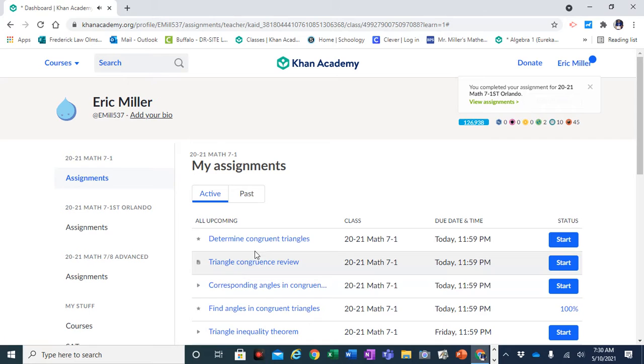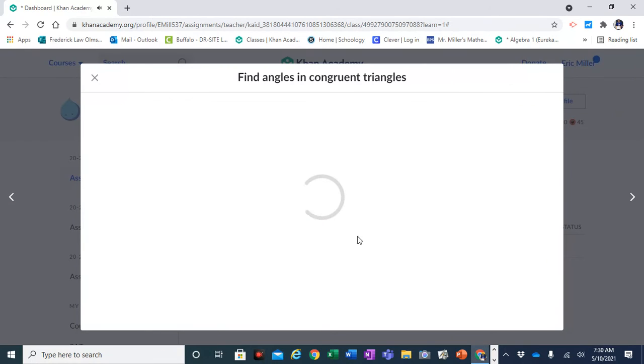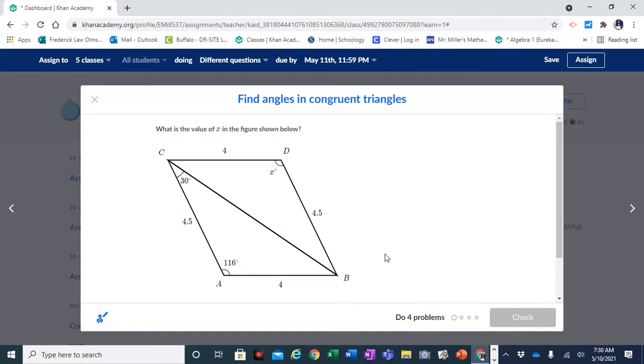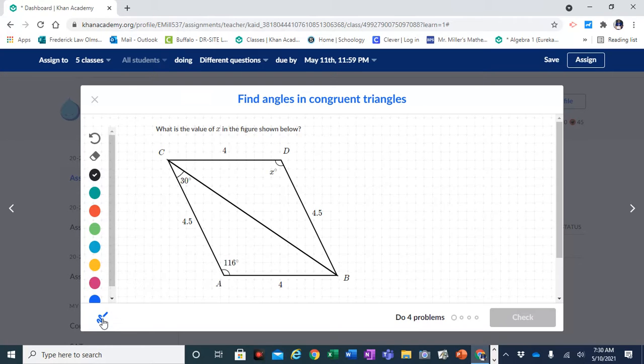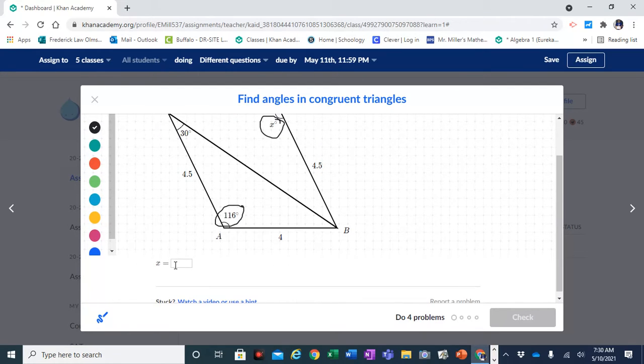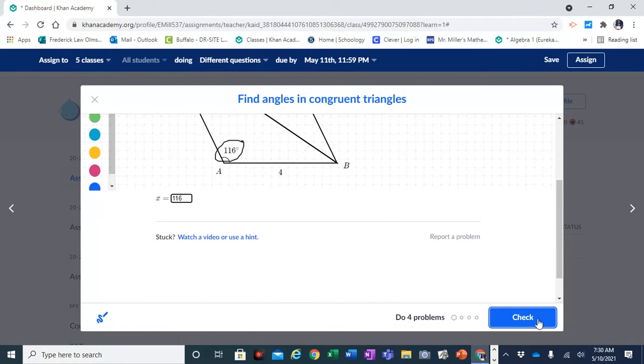I'll do another 4 of these. So again, we have x is right here. We have 30, we have 116. What you need to know is that in parallelograms, this angle and this angle, they would be equal to each other. So that would mean that our answer for this one is 116.